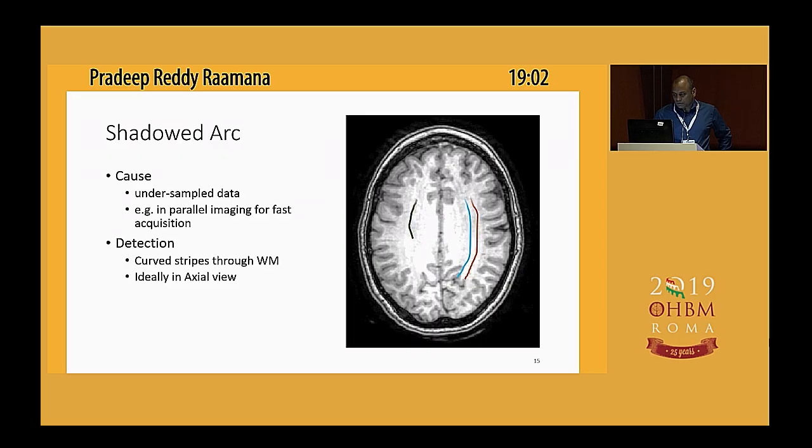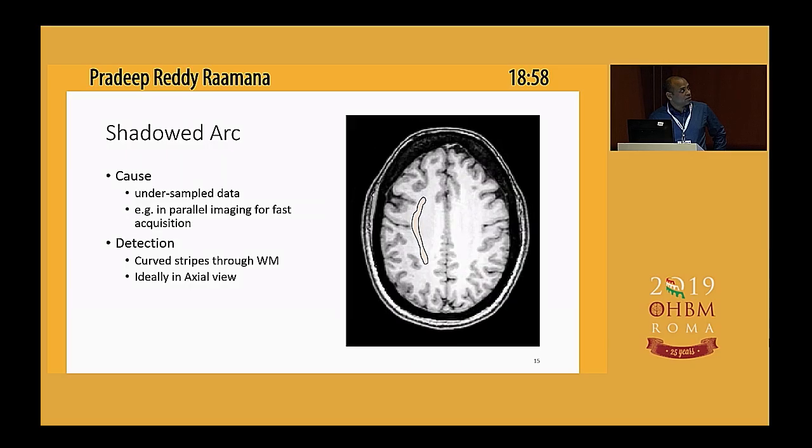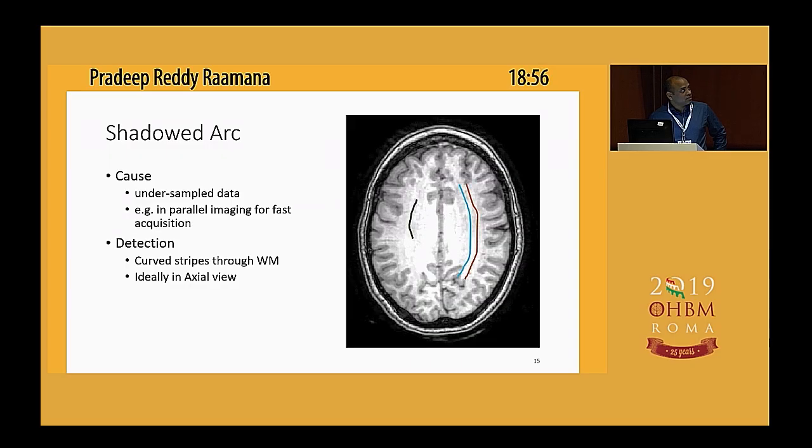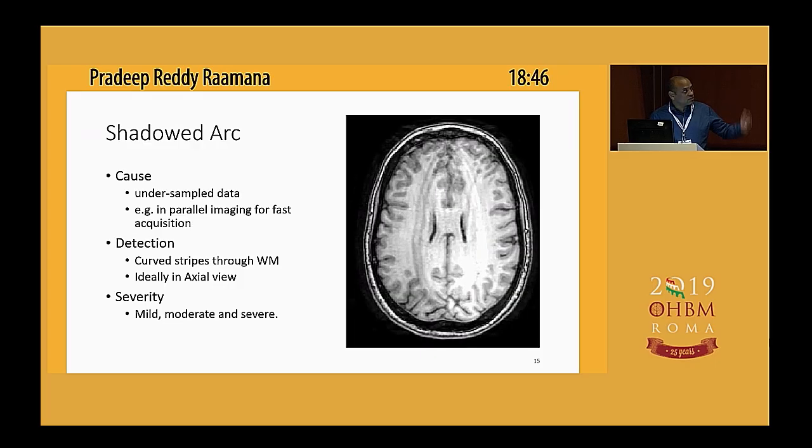and for example, here is a more severe form of it. That's the kind of curved stripes in the white matter you're looking for with this artifact, and this can be at different levels of severity. This is another extreme form of the shadowed arc artifact. I think this is also referred to as residual motion. There are a few different names.